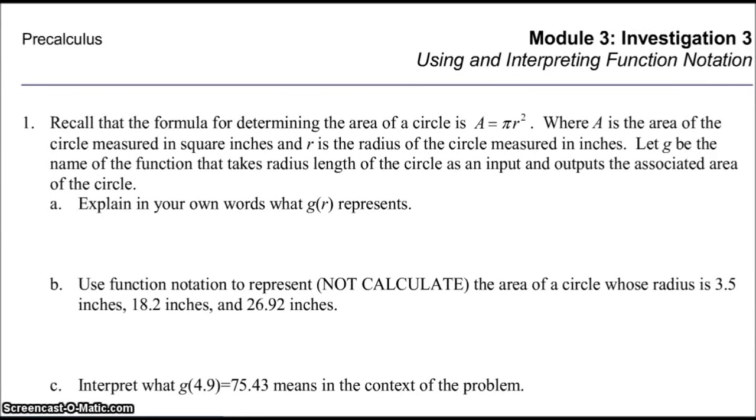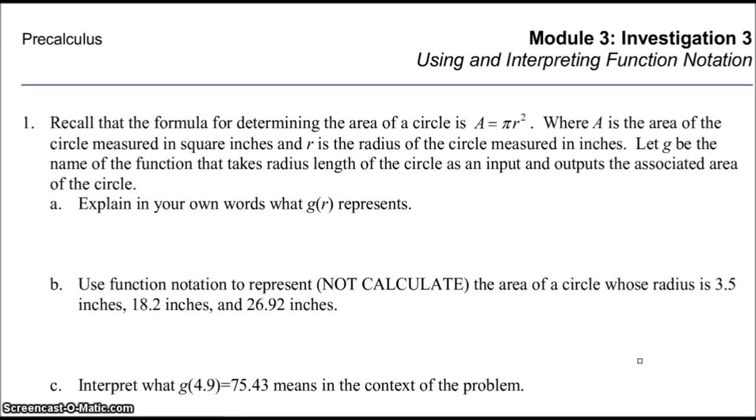Module 3, Investigation 3, using and interpreting function notation. Recall that the formula for determining the area of a circle is A equals pi r squared, where A is the area of the circle measured in square inches, and r is the radius of the circle measured in inches. Let g be the name of the function that takes radius length of the circle as an input and outputs the associated area of the circle. Explain in your own words what g of r represents.